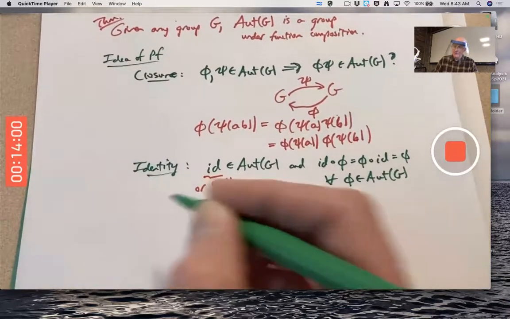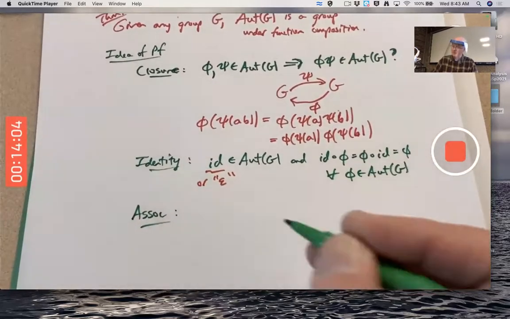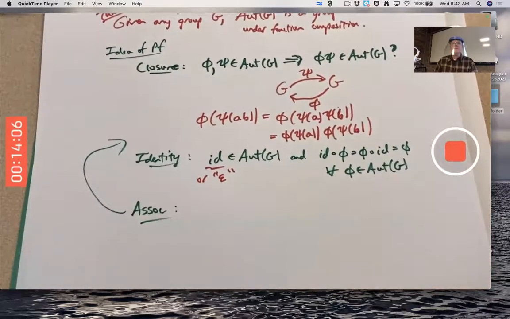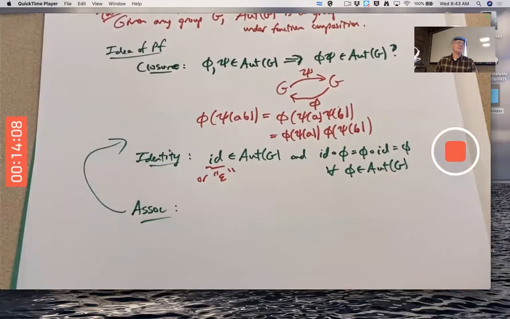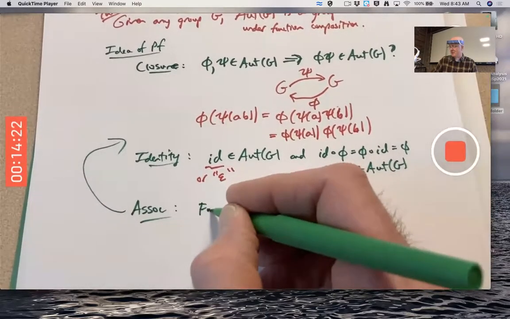Inverses. Well, okay, I forgot about associativity. Probably should have put that up there. That's obvious because function composition is always associative. We did verify that either in here or in one of the lectures. I verified associativity for function composition. But here, I'll just say function composition is always associative.